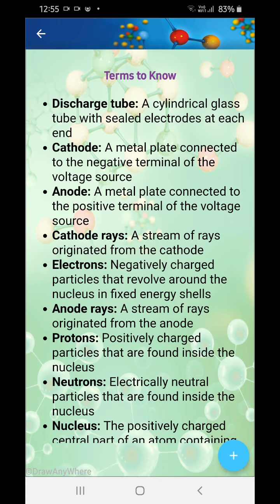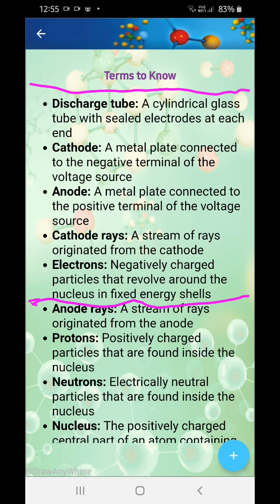Next, electrons: the negatively charged particles that revolve around the nucleus in fixed energy shells. You all know all this, okay. Now the electron is discovered. Think that you know these terms, that means you know half of the electron discovery, okay. Electron is discovered. These few terms are for the discovery of electrons, okay.